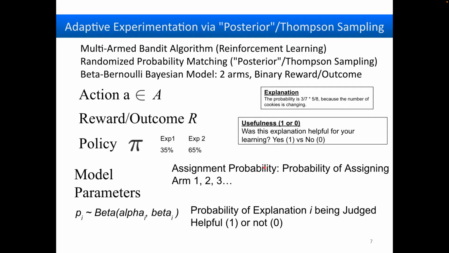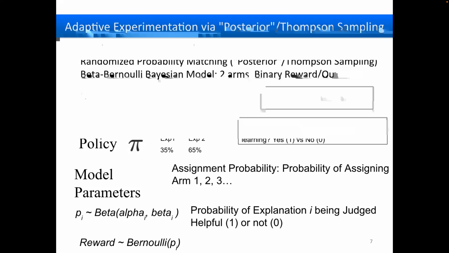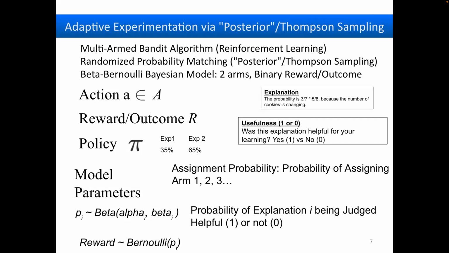And so you can imagine the simple but, I think, fundamental beta-Bernoulli model. The probability of an explanation being rated helpful, the probability of an arm generating a success, follows a beta distribution with parameters alpha and beta. And then you have a Bernoulli likelihood, where the reward is drawn with the prior that comes from that beta. And so you have a beta for each arm, and Thompson sampling essentially samples those parameters and chooses the arm that, from that sample, maximizes the reward.